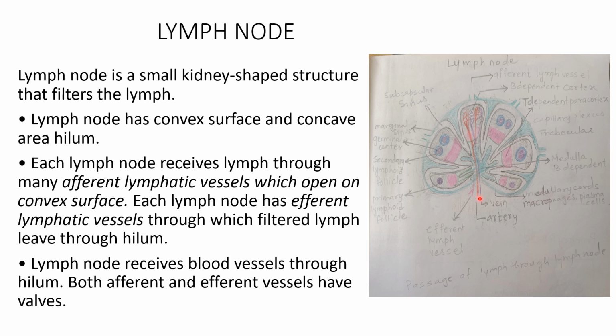through the efferent lymphatic vessel present in the hilum part, and the lymph node receives blood vessels. They enter and leave through the hilum. So here the blood vessels, artery and vein are also present, and the efferent lymphatic vessels are also there. Afferent and efferent lymphatic vessels have valves in them.